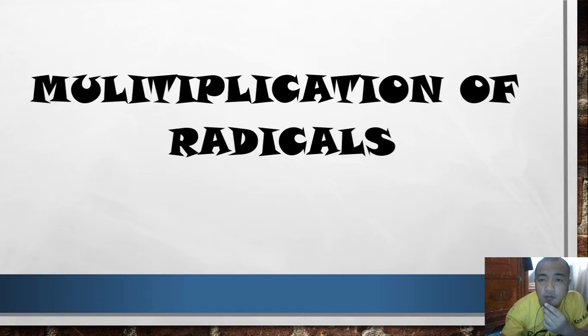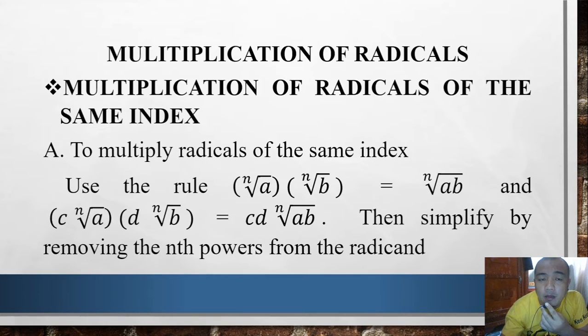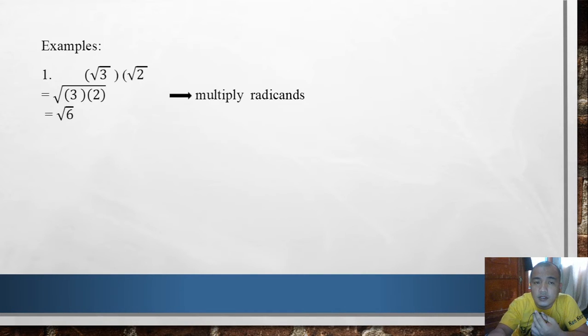Now let's proceed to multiplication of radicals. How do we multiply radicals with the same index? To multiply radicals of the same index, we use the rule: nth root of a times nth root of b is equal to nth root of ab. And c nth root of a times d nth root of b means cd nth root of ab. Then simplify by removing the nth powers from the radicand. Right, that's the rule.